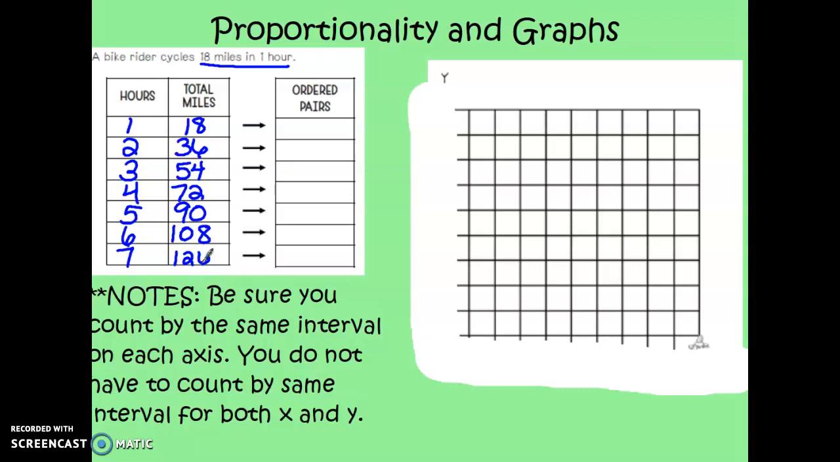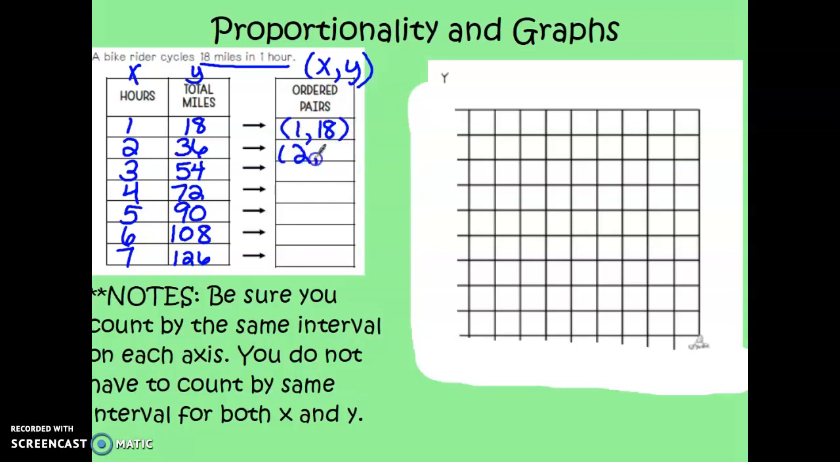Okay, in order for us to write our ordered pairs, we have to determine our x and our y from our table. So remember, x always comes first in a table, either first column or first row. So our hours will be our x, and our total miles is our y. When we're writing ordered pairs, we always do it x, comma, y. All that means is I'm going to take my value for x, which for this first one is 1, put a comma, and then my value for y, which is 18.